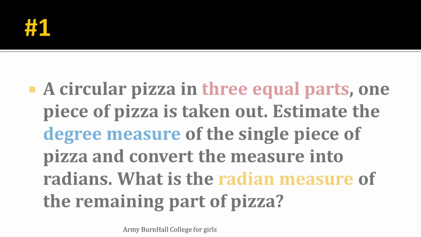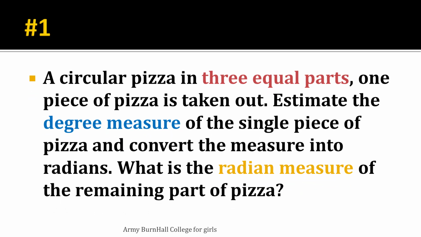Numerical questions. Number 1: a circular pizza is cut into 3 equal parts. One piece of pizza is taken out. Estimate the degree measure of the single piece of pizza and convert the measure into radians. What is the radian measure of the remaining part of the pizza?